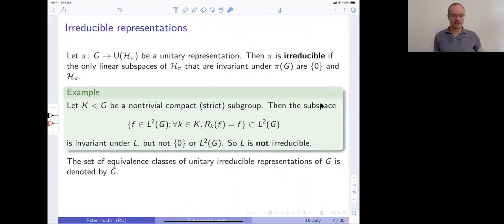And this is the notation that I was thinking of earlier. G with a hat is the set of all equivalence classes of irreducible unitary representations, up to the notion of equivalence that I mentioned earlier. This notation will be coming back a lot.